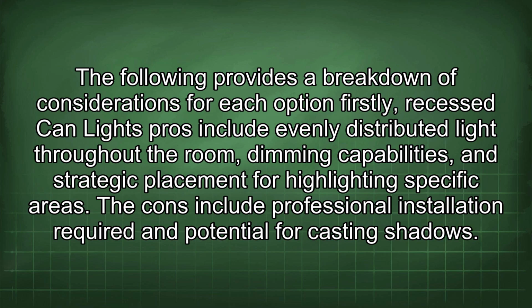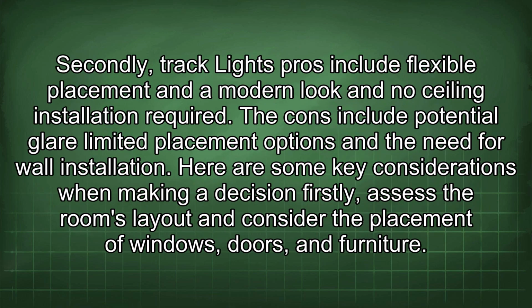Firstly, recessed can lights pros include evenly distributed light throughout the room, dimming capabilities, and strategic placement for highlighting specific areas. The cons include professional installation required and potential for casting shadows. Secondly, track lights pros include flexible placement, a modern look, and no ceiling installation required. The cons include potential glare, limited placement options, and the need for wall installation.